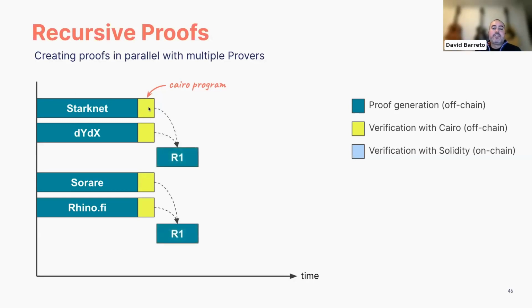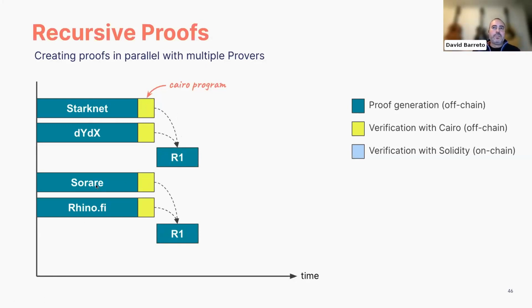Because verification is a computation and it's done in Cairo, you can generate a proof of that verification. So what you do is combine the effort: you create a new program, which is the combination of these two programs, and you prove that one, right? You're proving the verification of 2 Cairo jobs. So you have what's called a recursive proof.